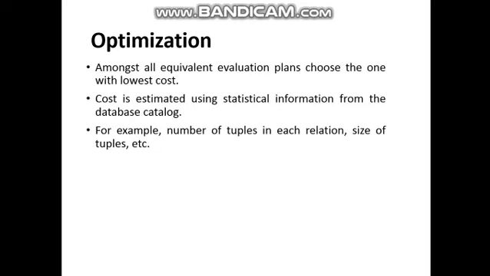Now the optimizer's task is to choose the best execution plan, which will have the lowest cost, and this cost is estimated using statistical information from the database catalogs which are available with the database in the control structure. So for example, number of tuples in each relation, size of tuples, etc.